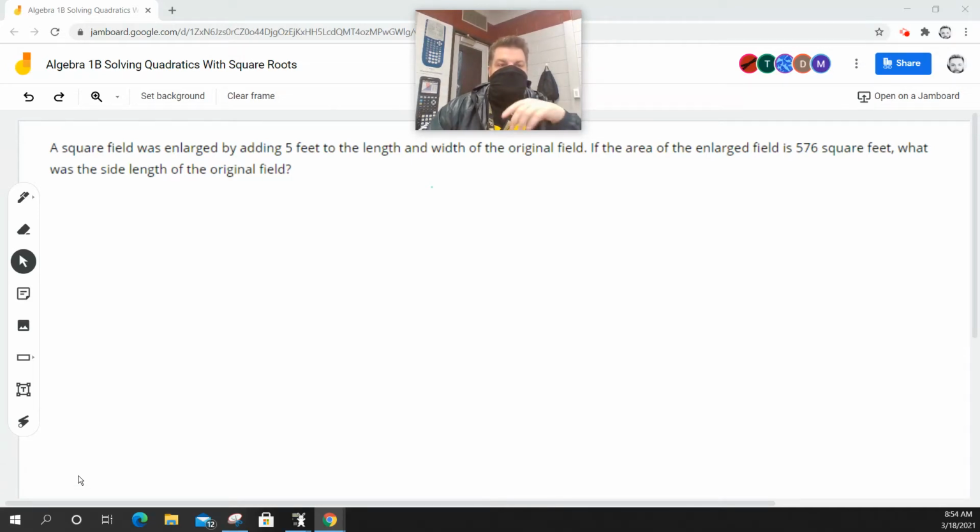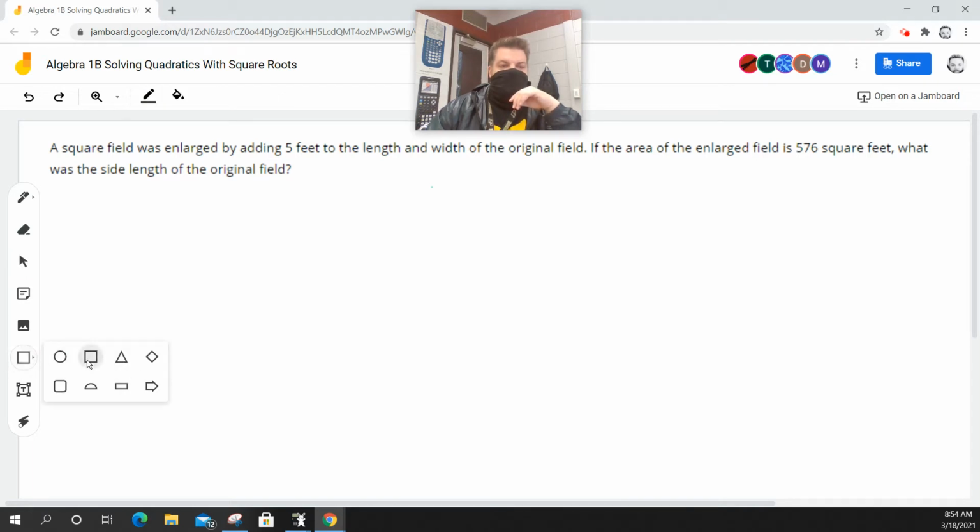So anyways, on this one, it says a square field is enlarged by adding 5 feet to the length and the width of the original field. If the area is 576 feet, what is the side length of the field?